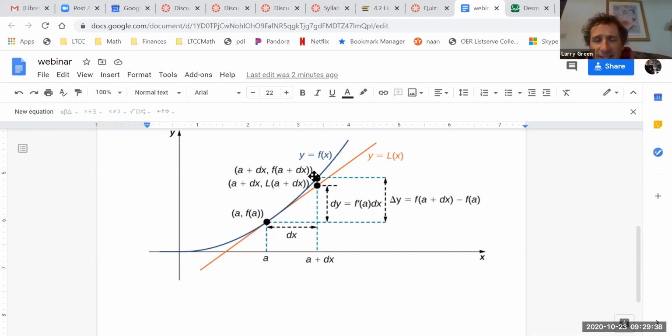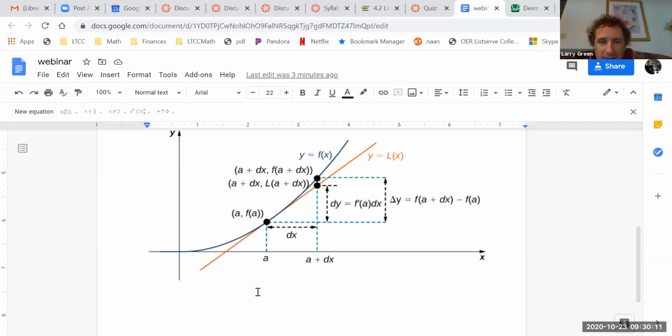And the idea is that if we have a function and we have a very small delta x or dx, then the error, the vertical distance between these two points here on the tangent line and on the curve will be small. And that's what you want. Any questions on this picture? It's pretty complicated. Any questions?